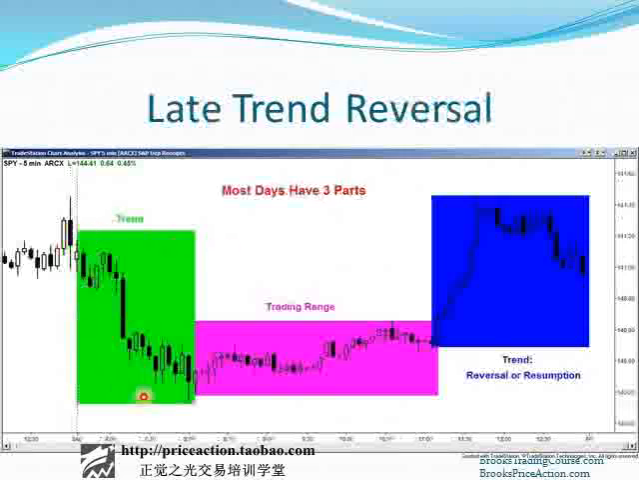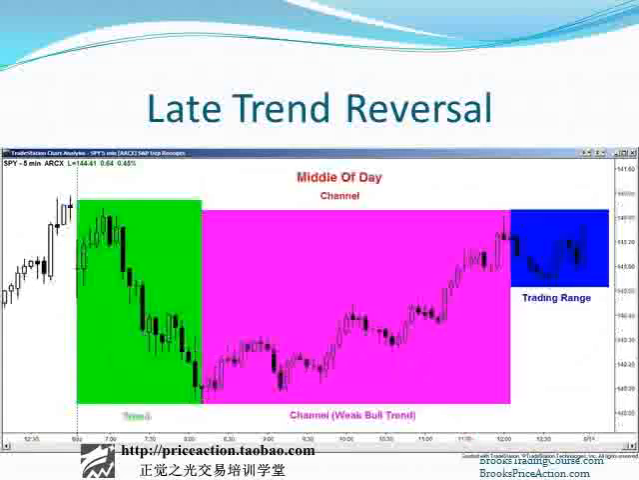Here's an example where we have a bear trend initially, and then a trading range. Instead of resumption of the bear trend into the close, we have a reversal. So when you have that initial trend and then a trading range, it can either lead to trend resumption or a trend reversal, as we have here. Here we had a bear trend and then a weak bull trend in the middle, and the end of the day ended up with a trading range. So pretty much any combination can develop.